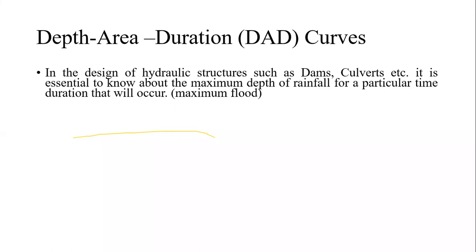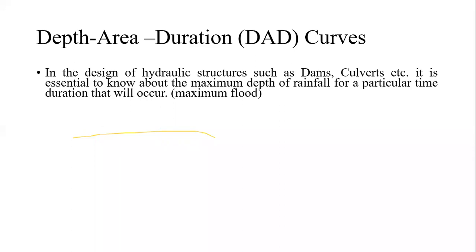So for the design of hydraulic structures such as dams, culverts, etc., it is essential to know about the maximum depth of the rainfall for a particular time duration that will occur. That means if we know the maximum depth, then by multiplying by the area, you will get the volume. That is the capacity, we can say, in terms of the duration. So we are interested here to know about the maximum amount of flow that will occur. That is the flood, we can say, isn't it?